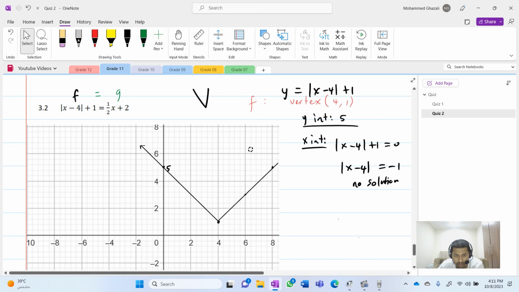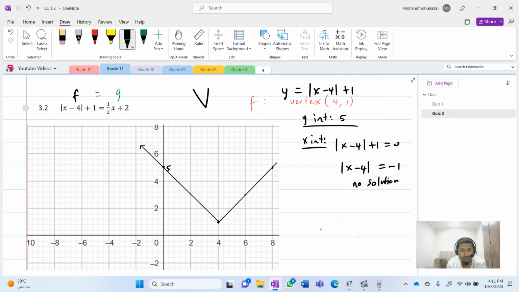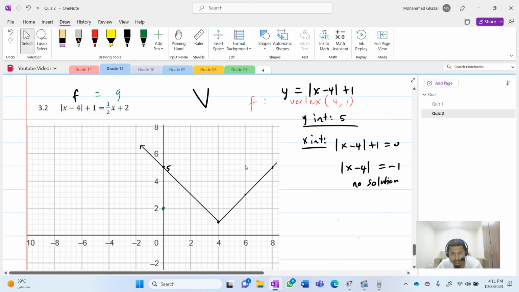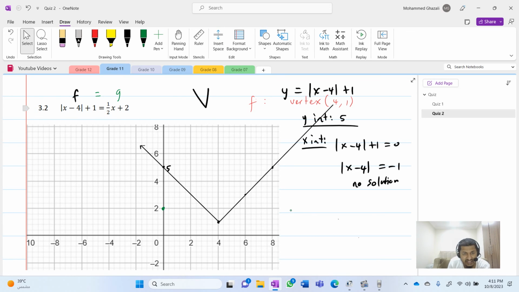Let's go a little bit more down. And the next graph we're going to draw is half x plus 2. Now for half x plus 2, what's happening? The y-intercept is 2. Let's continue this graph forever. And my x-intercept is negative 4.